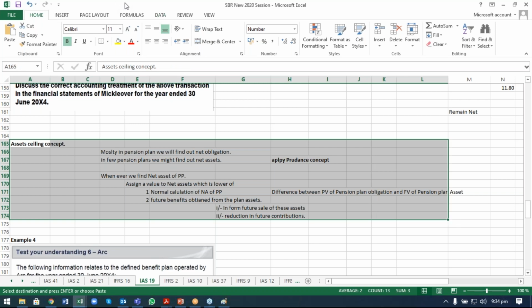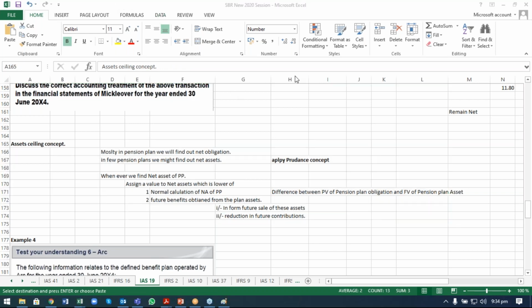Still any confusion? You need to understand the basic concepts of an exposure draft. Rather than learning those exposure drafts by heart, you only need to understand the concept.